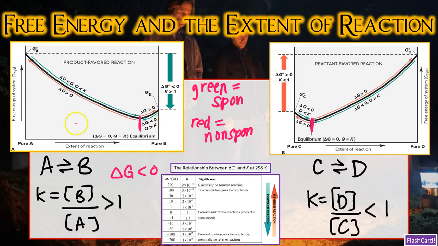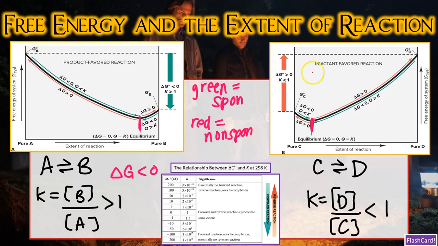And this graph also shows that if we want to go into the reverse reaction from B to A, we're going to need a lot of input of energy because this is a non-spontaneous process. As you can see, it's a red arrow if we want to go from B to A. But from A to B, it is spontaneous.